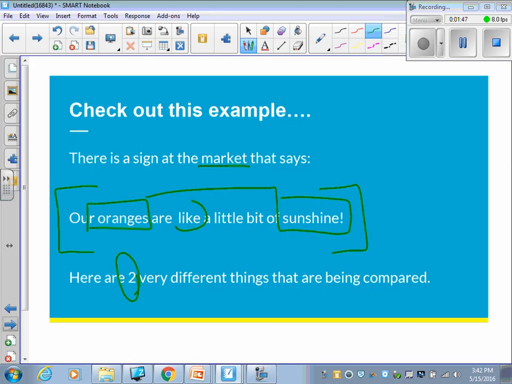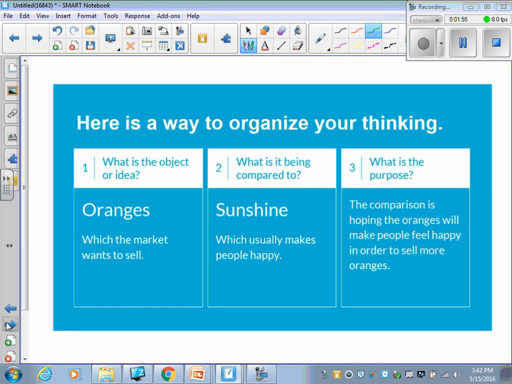And if we look at this a little bit deeper, you can look at a way to organize your thinking. So what is the object or the idea? In this case, it is oranges. And this is what, of course, the market wants to sell. And it is being compared to the sunshine. So what is it being compared to? You have to start with your original object here. In this case, it's oranges.